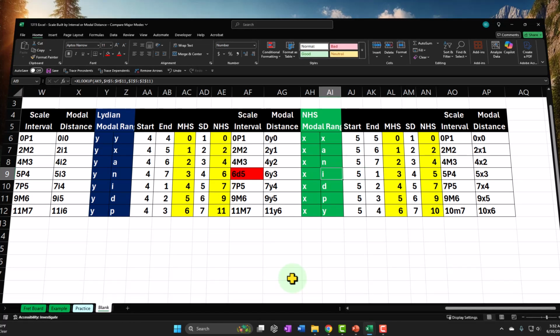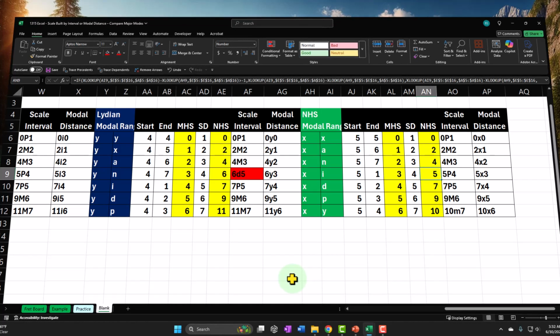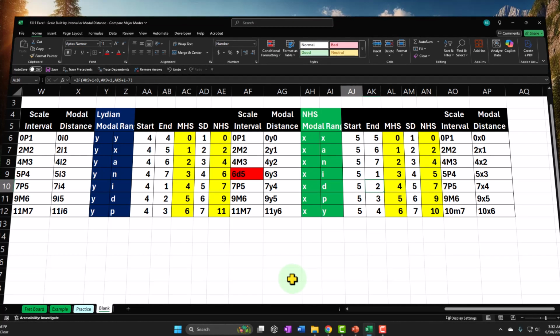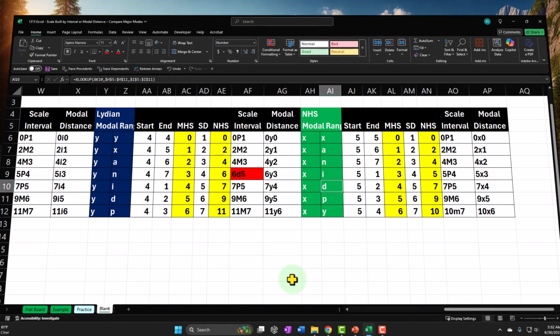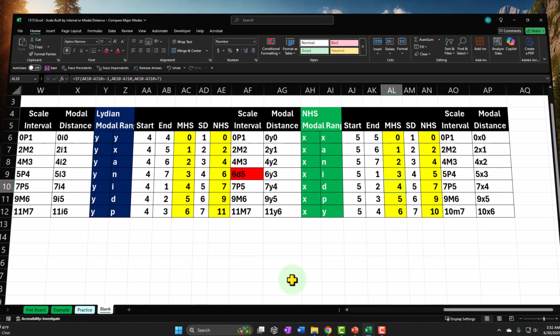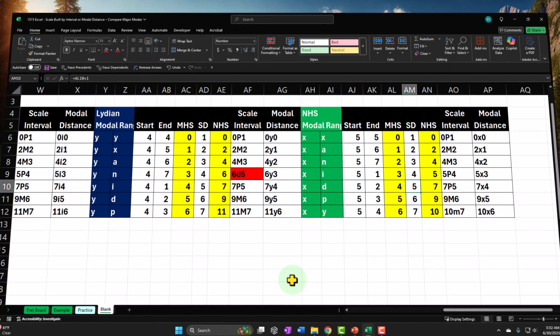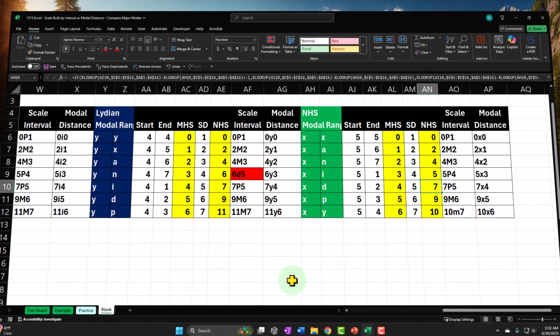A mixolydian to Ionian 5-1 has a 3 modal half step, which is the fourth scale degree, which is a 5 note half step distance. Mixolydian to the Dorian, an XD modal range, is a 5-2 modal range from the Nashville number system. That's going to be a modal half step of 4. That means the scale degree is 5. The note half steps are 7.